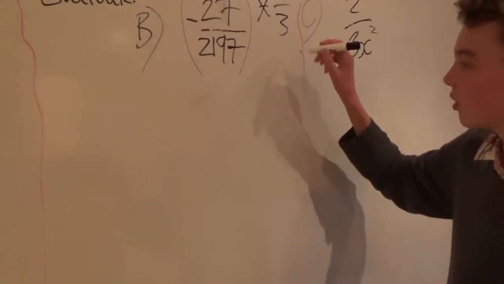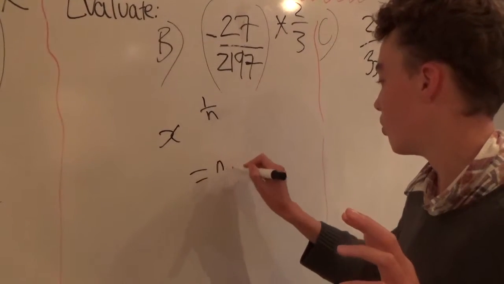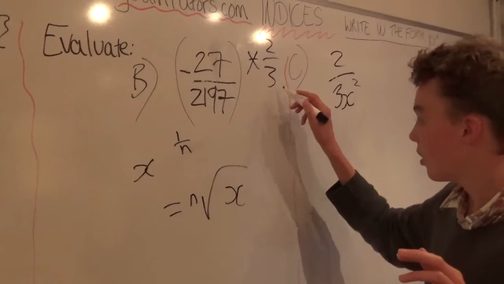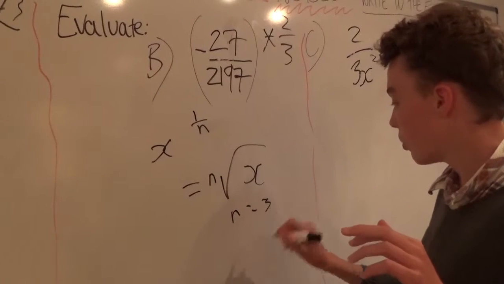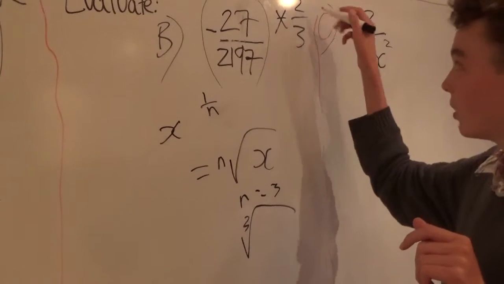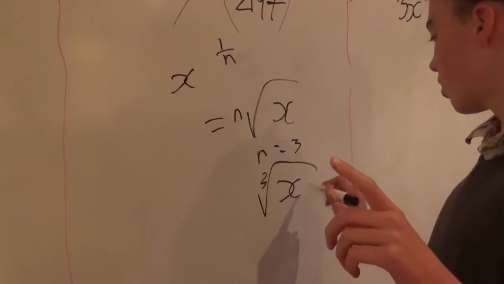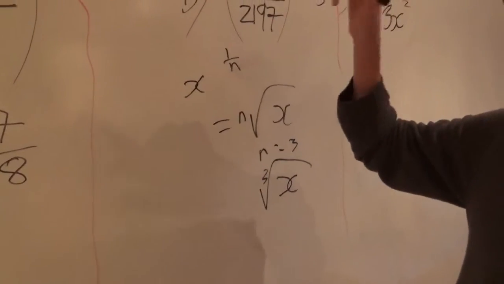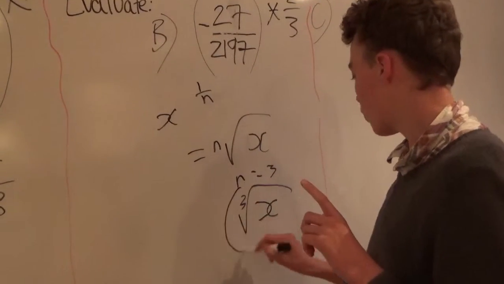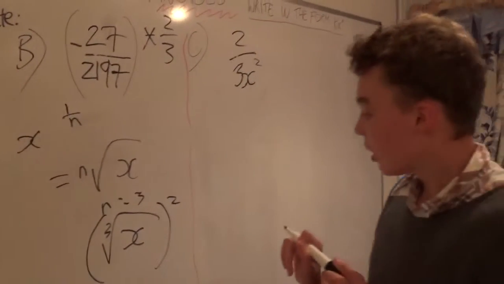There's a rule, which is x to the 1 over n equals the nth root of x. N is 3, so n equals 3, which means you're finding the cube root of this, and then you square it. So it's the cube root of x, and as there's a 2 on the numerator, that is the power you raise it to, so it's the cube root of x squared. I see. Right, okay. So now let's go ahead and do that.